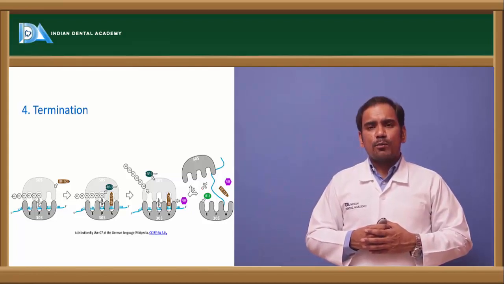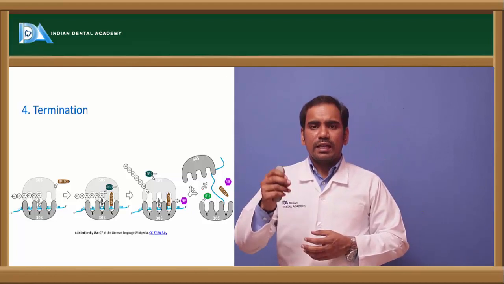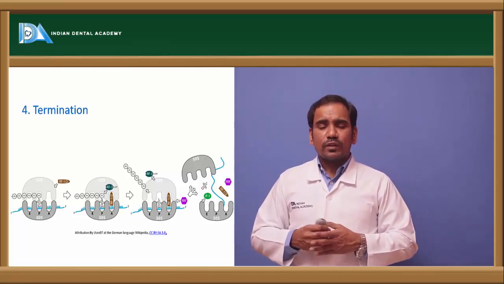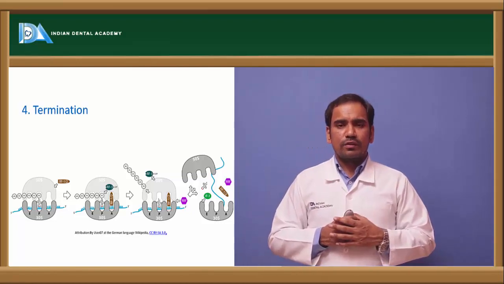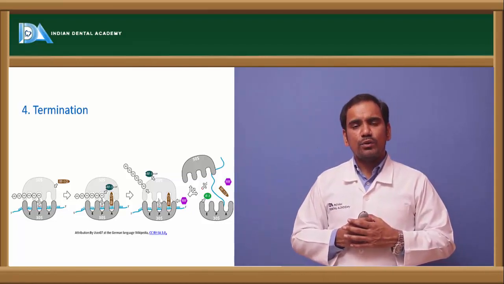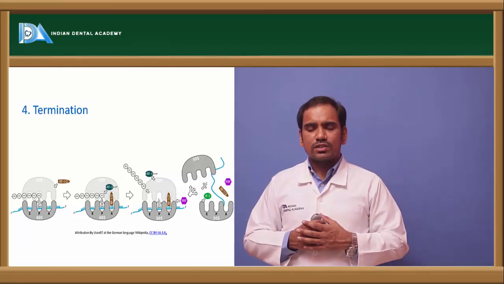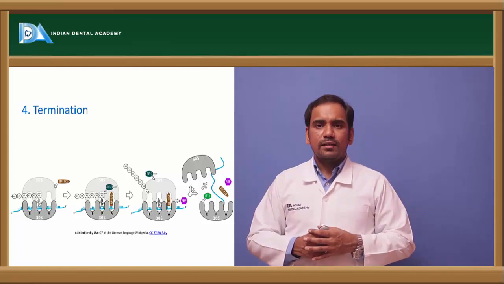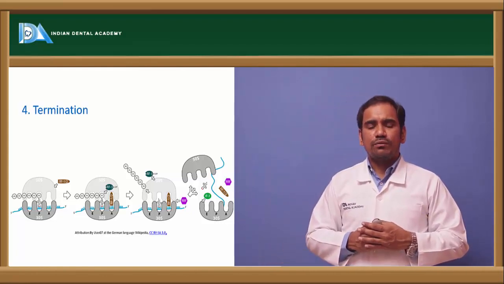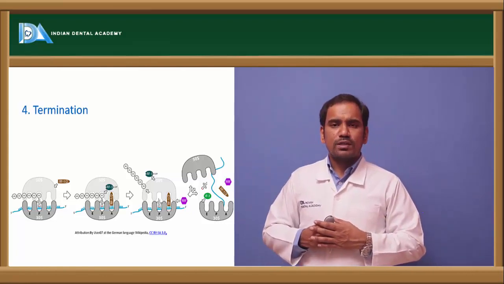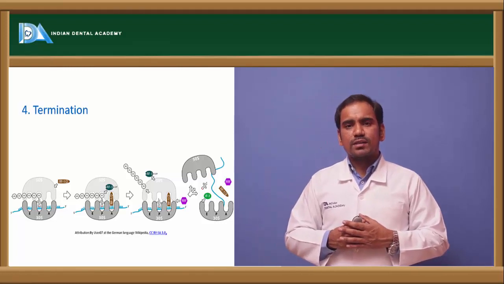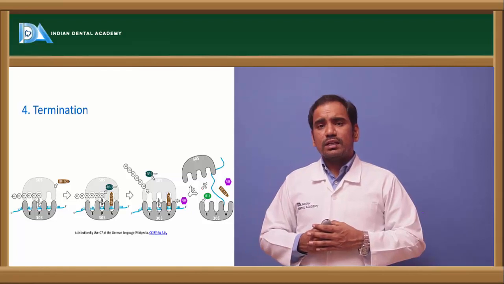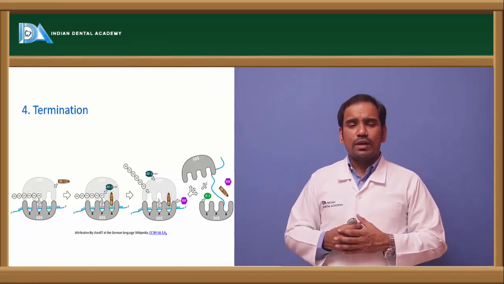Whenever a stop codon occupies the A site of the ATS complex, then termination occurs, whether it is UAA, UGA or UAG. Whichever stop codon it may be, whenever it occupies the A site, it leads to termination of translation, right? Termination of protein synthesis occurs. So this is about the termination of translation.